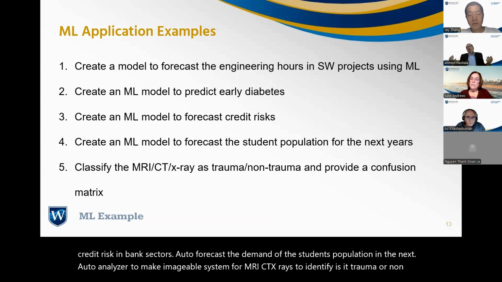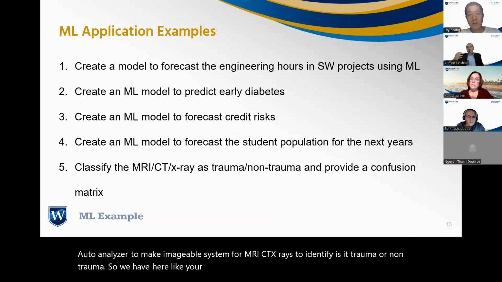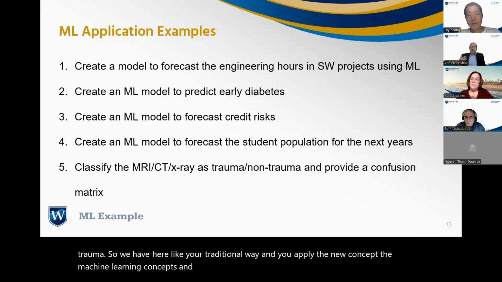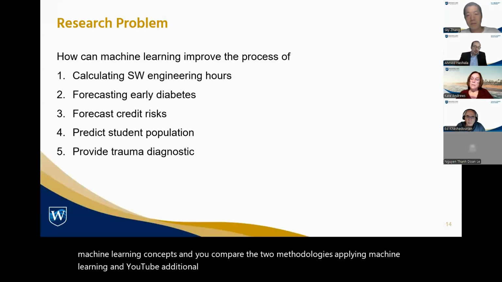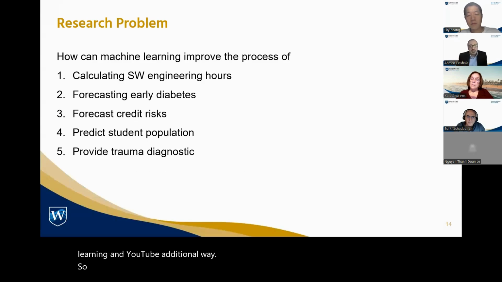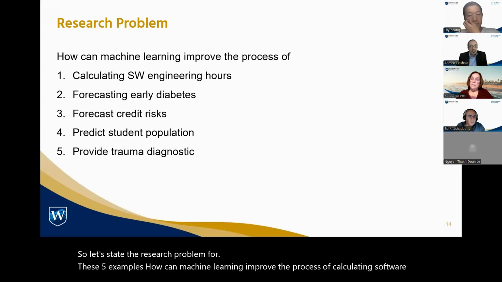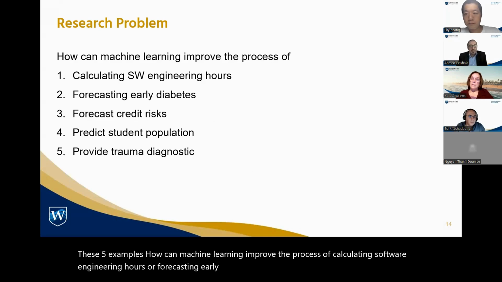So we have your traditional way, and you apply the new concept, the machine learning concept, and you compare the two methodologies: applying machine learning and your traditional way. So let's state the research problem for these five examples. How can machine learning improve the process of calculating software engineering hours, or forecasting early diabetes, credit risk, student population, or providing trauma diagnostics?